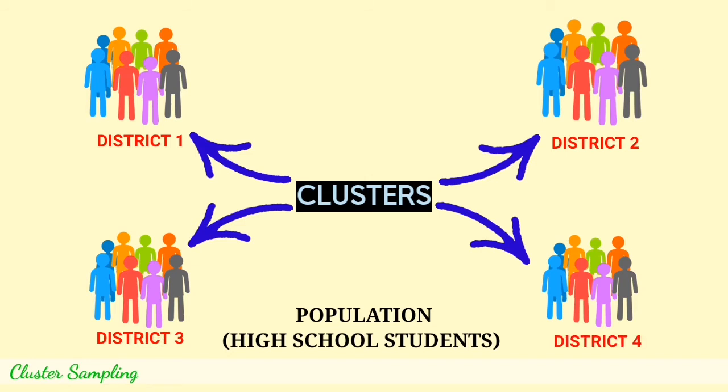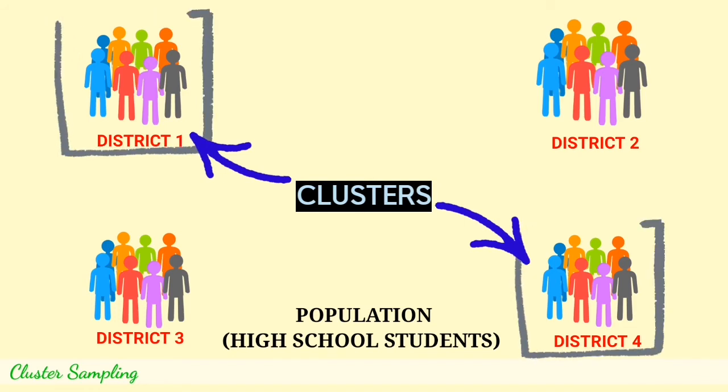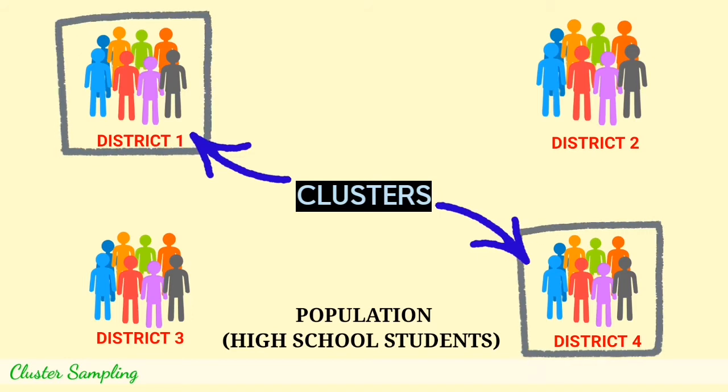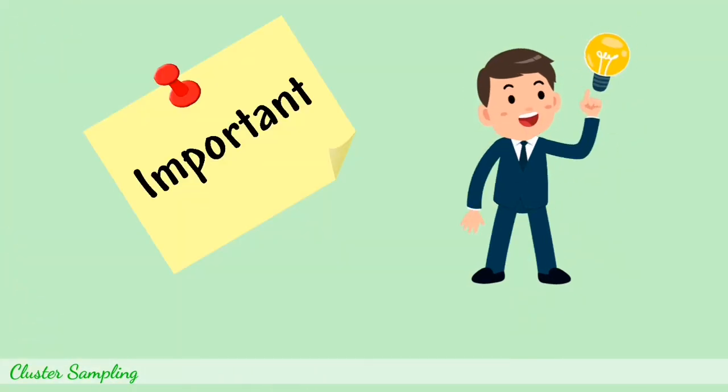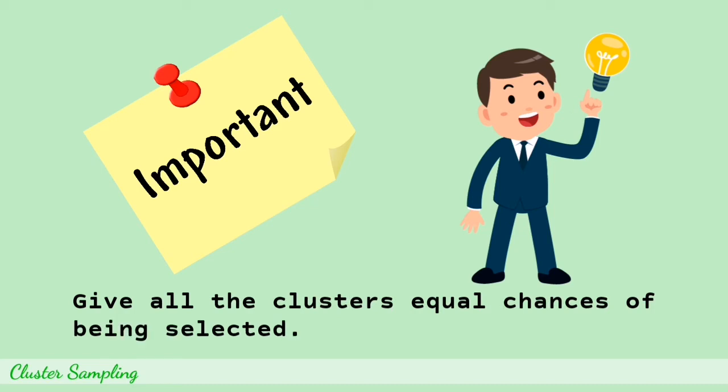Then, the researcher selects a number of clusters depending on his research through simple or systematic random sampling. Then, from the selected clusters, the researcher can either include all the high school students as subjects, or he can select a number of subjects from each cluster through simple or systematic random sampling. The important thing to remember about this sampling technique is to give all the clusters equal chances of being selected.